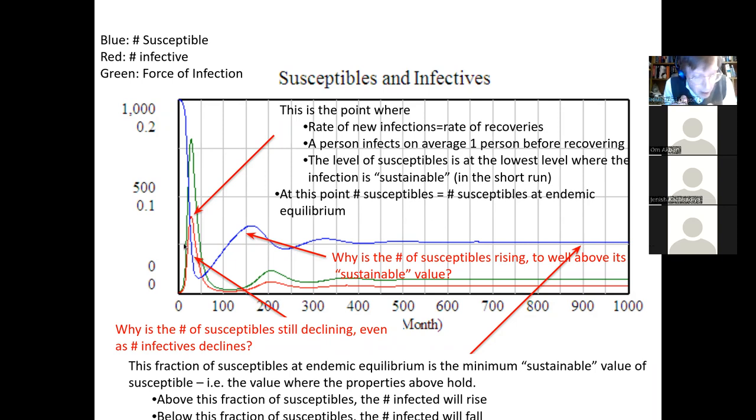Per infective out there, as the fraction of people around them who are susceptible drops, it becomes harder and harder to infect someone. Maybe half the people around me were susceptible, and now it's a quarter, and now maybe a tenth. It's getting harder and harder for me to find someone to infect. So as susceptibles drops, it makes the job of each infective harder.